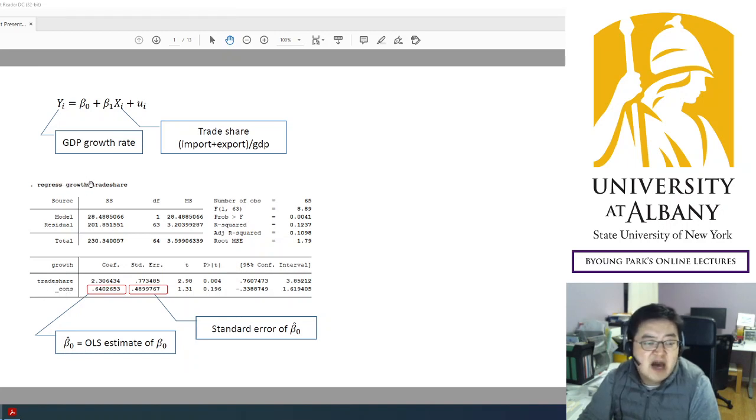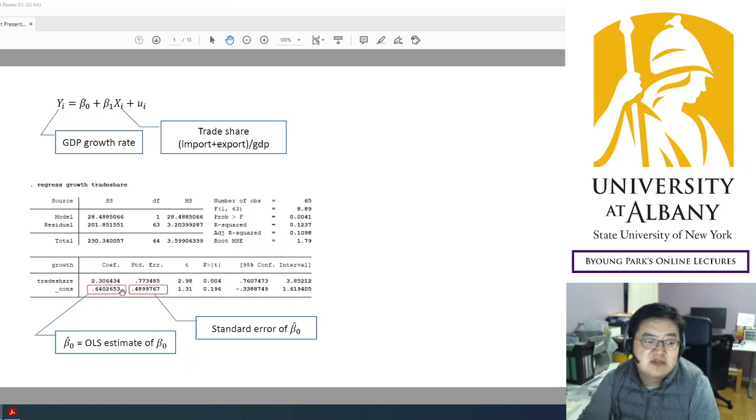Even though we do not specify the constant term or the intercept term in the command, Stata will automatically include the basic constant term, so that we can estimate the intercept.